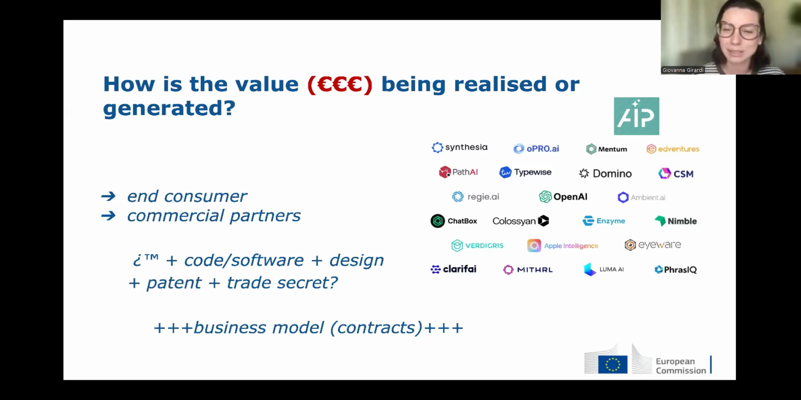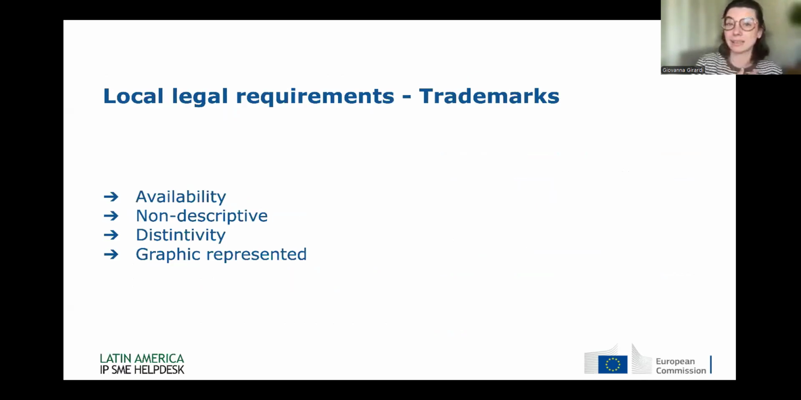So here's what is clear to me when we put AI and IP together: how is our end consumer, and how are our commercial partners or our collaborators, these technical development partners, finding us. What is their role in what we're developing? So it's obvious to me that whatever you're designing, there will be a trademark, there will be a code, there will be a software, might be a design, might be a patent, or maybe a trade secret, and a business model in which contracts will be fairly relevant to structure the relationship you are building. So that's how we're generating that value.